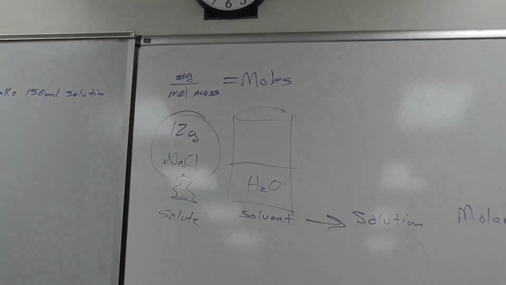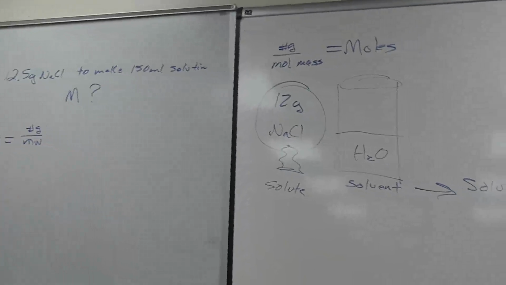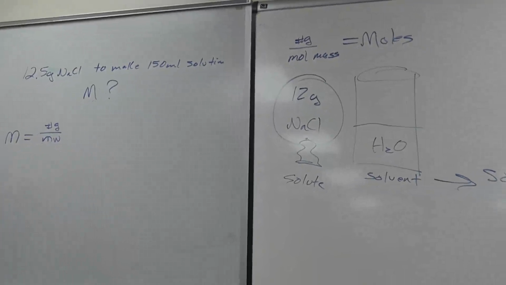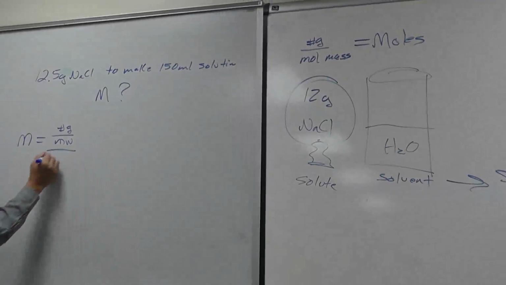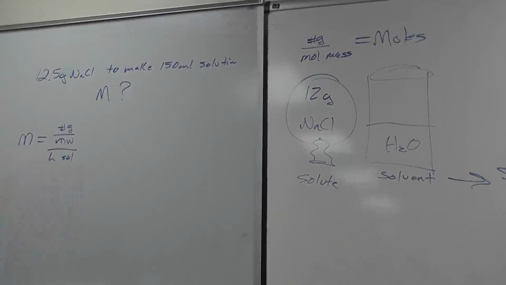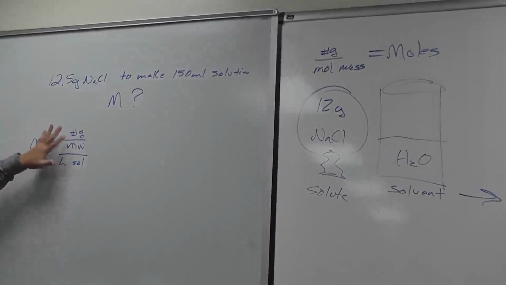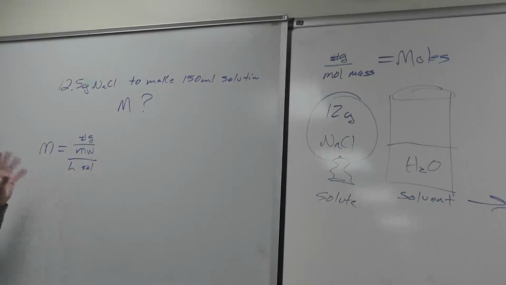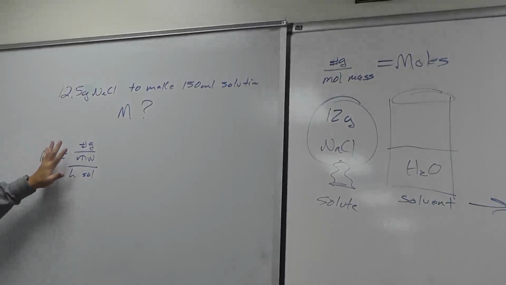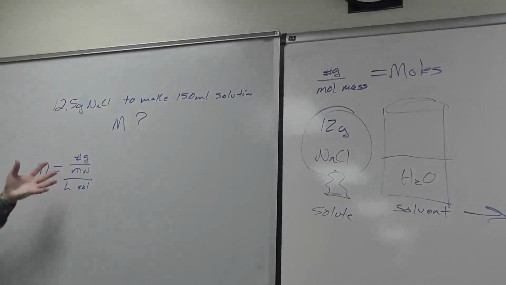Molarity is equal to number of grams divided by, I'll call it MW, molecular weight, just to speed the process up so I don't have to write molar mass because I'm lazy. Okay? Divided by liters of solution. Everybody understand my equation? I'm a big person of writing equations down and then substituting in. So I write my equation and then I substitute.